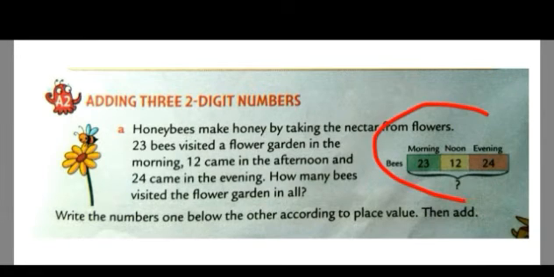So, look at this table given here. 23 honeybees visited the flower garden in the morning. Then, in the afternoon time, 12 more honeybees came and visited the flower garden. Then, in the evening, 24 honeybees came and visited the flower garden. So, we need to tell total how many honeybees visited the flower garden in all. Before starting with the addition, first we need to write the numbers one below the other according to the place value, and then we will add.